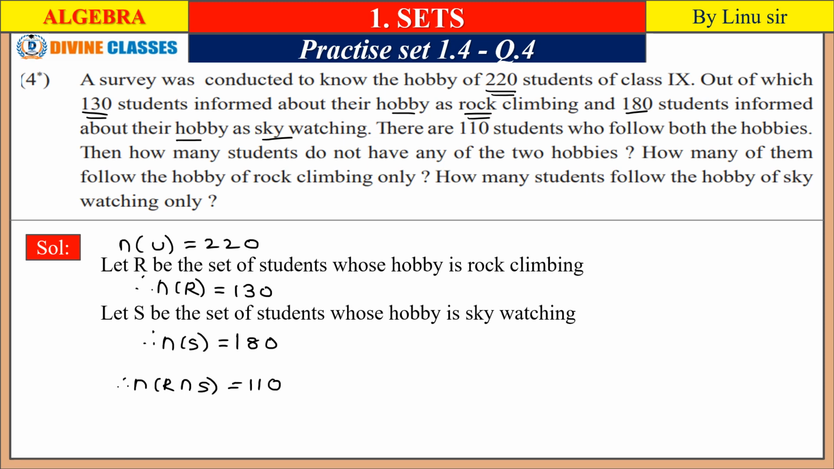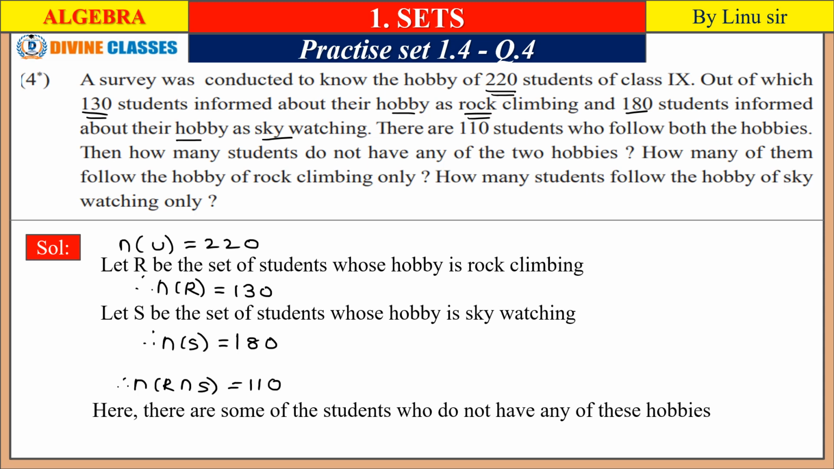Now in the given question it is asked, how many students do not have any of the two hobbies, right? So dear students, you have to understand here that there are some students who do not have any of these hobbies. I am repeating it again. Here there are some students who do not have any of these hobbies. So here we can write n(U) is not equal to n(R union S). That means the students whose hobby is rock climbing or sky watching, if we take the union, will not be equal to the total number of students.